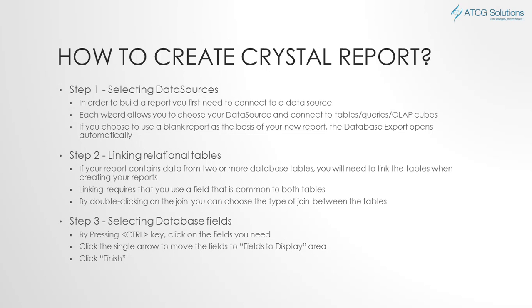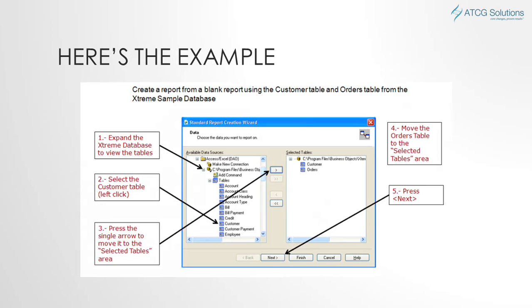Step 3, selecting database fields. You can hold the Control key and click on the fields you need. Click the single arrow to move the fields to the display area and click Finish. Then you can create the Crystal Report. So here is an example.